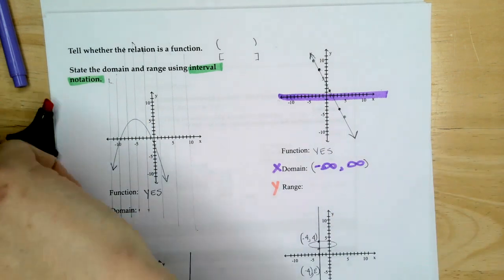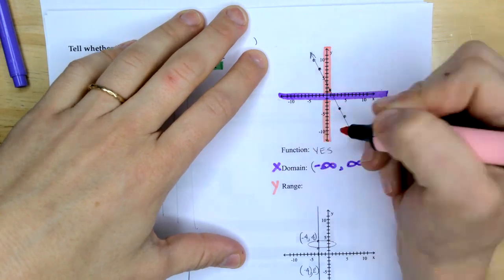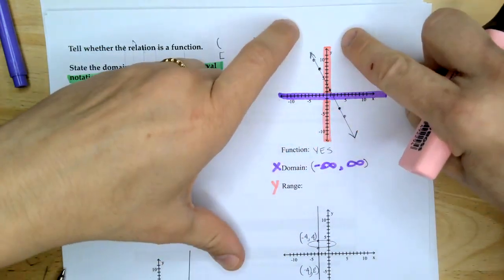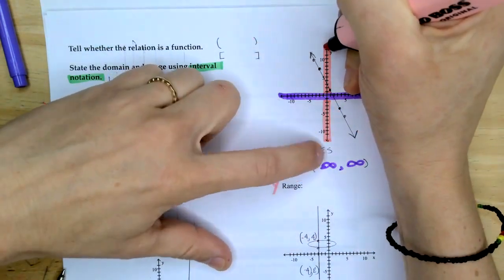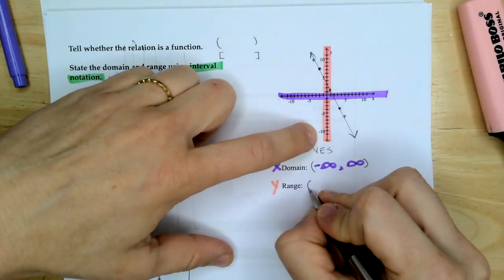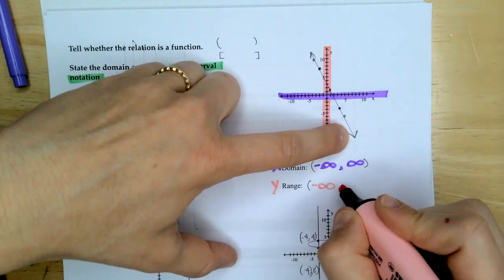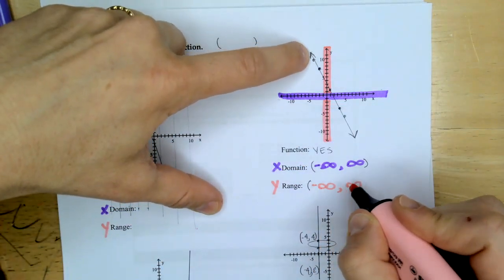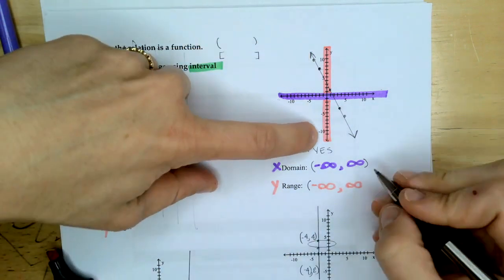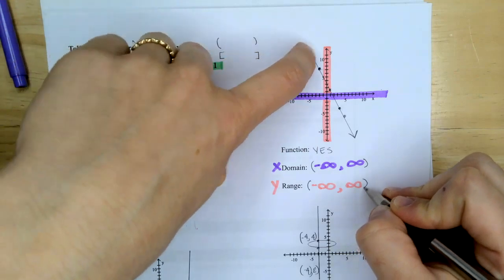My range is my y-axis. So from negative y, I know I drew it wrong. From negative y to positive y, I started coloring it positive while I said negative. From negative y to positive y, because of that arrow, that means negative infinity. And then because of that arrow, that means positive infinity. So on the y-axis, from negative infinity to infinity is the range, okay?